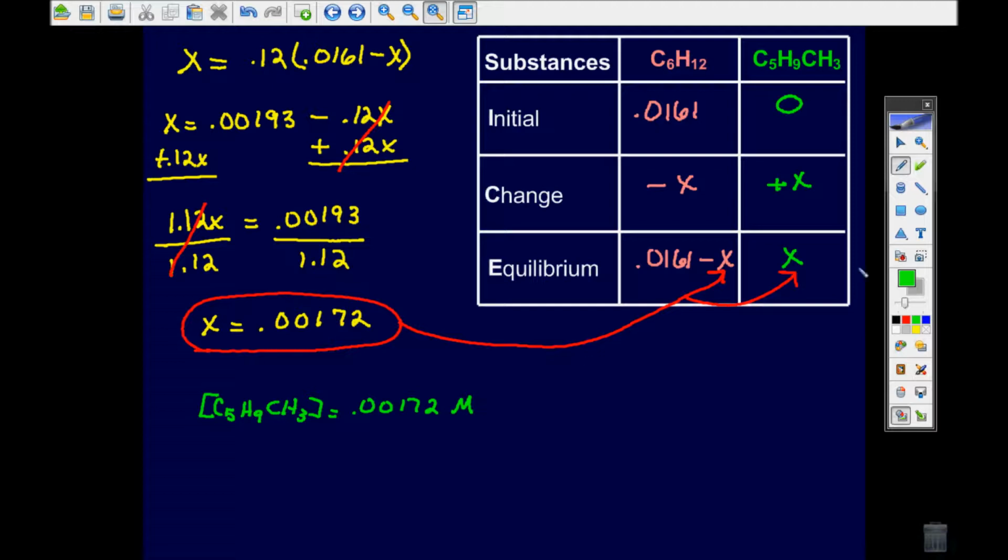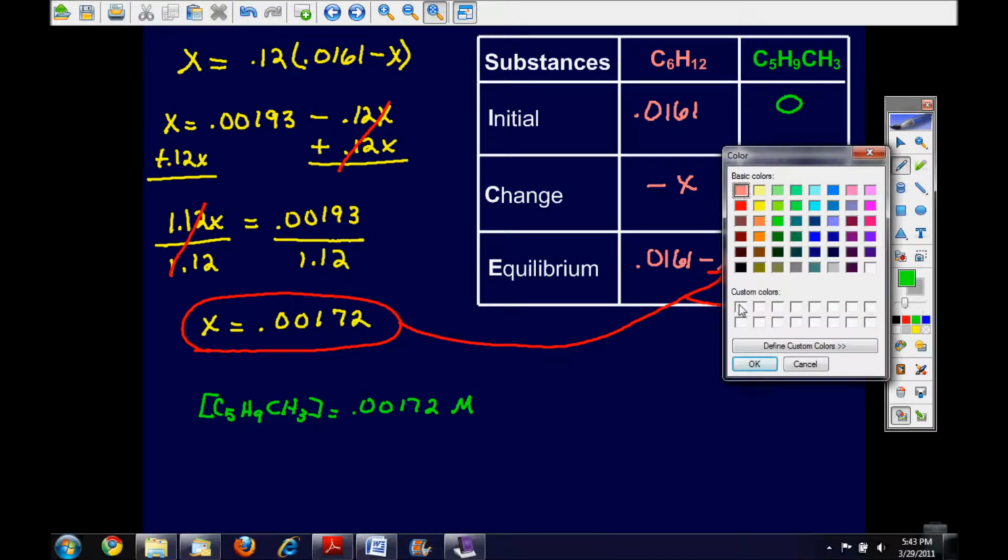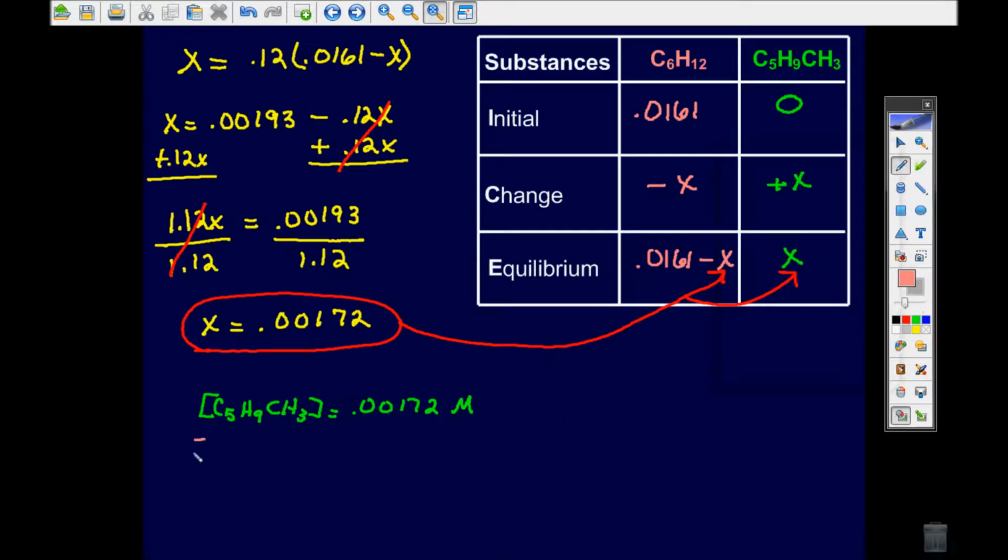And the equilibrium concentration of the other one, we just have to subtract. So I'm going to say equilibrium concentration of C6H12 is equal to 0.0161 minus 0.00172. And that gives me a concentration of 0.0144 molar. And those are my answers.